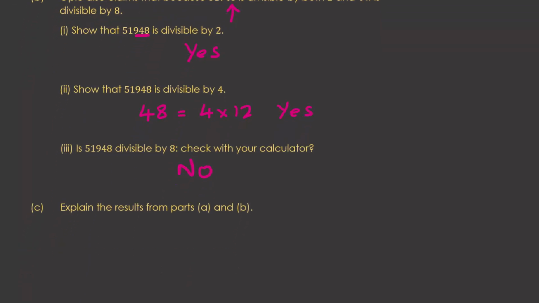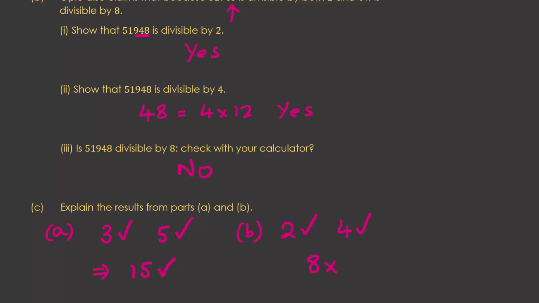Explain the results from parts A and B. So in part A, we showed it was divisible by 3 and by 5, and it told us that it was divisible by 15. In part B, we had 2, we had 4, but then 8 didn't work.